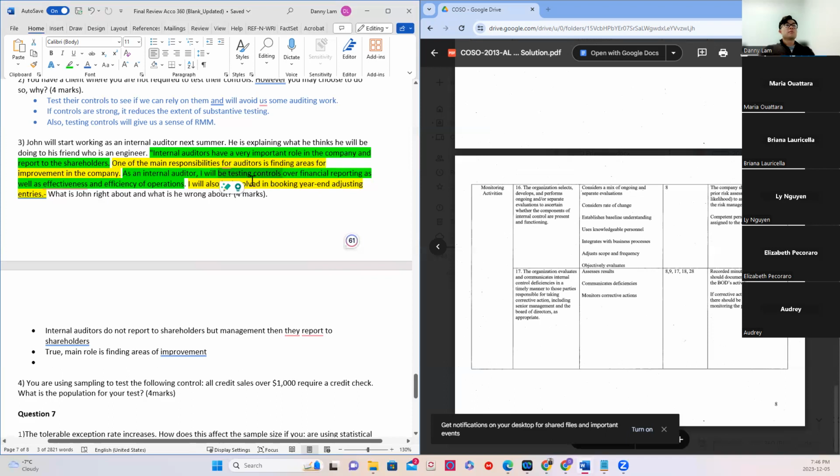External auditors, but it's not their responsibility to tell you how to improve it. Yeah, that's good. They'll tell you if it's weak or not. Exactly. So external they would just look at this, while internal you're looking at the effectiveness and efficiency of operations by doing the testing and control.